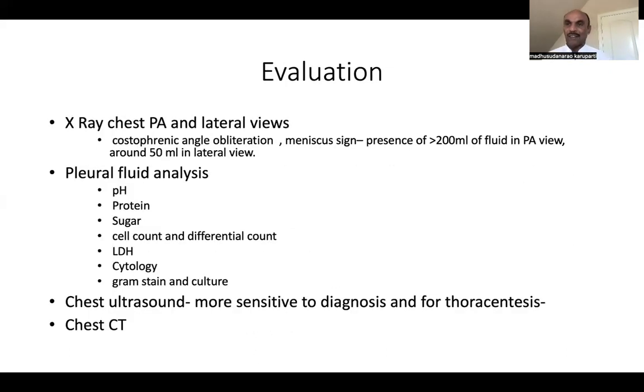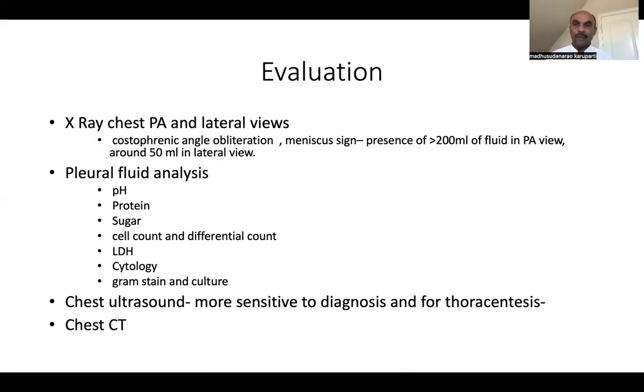Go for the X-ray chest. X-ray chest will identify the presence of opacity, obliterating the costophrenic angles. If you take the PA view, look at the meniscal sign, that is obliteration of the costophrenic angle. When the meniscal sign is positive, it denotes there is a presence of more than 200 ml of fluid in the pleural cavity in the PA view. But in the lateral view, 50 ml of fluid is sufficient to produce the meniscal sign.